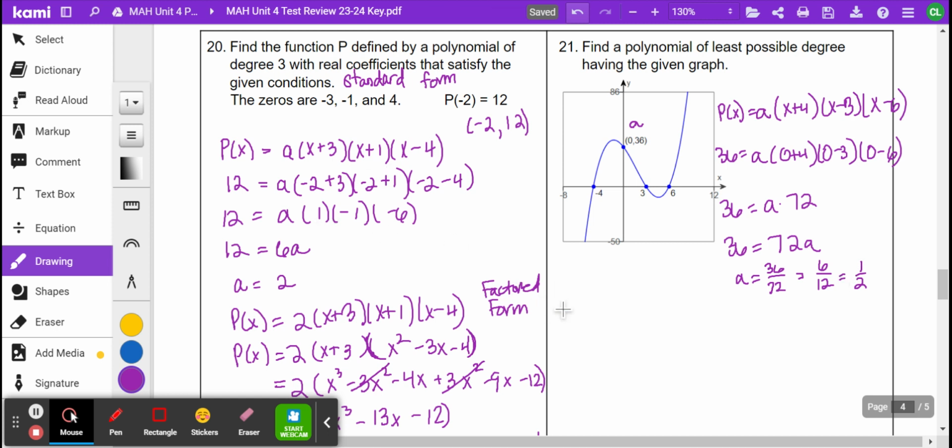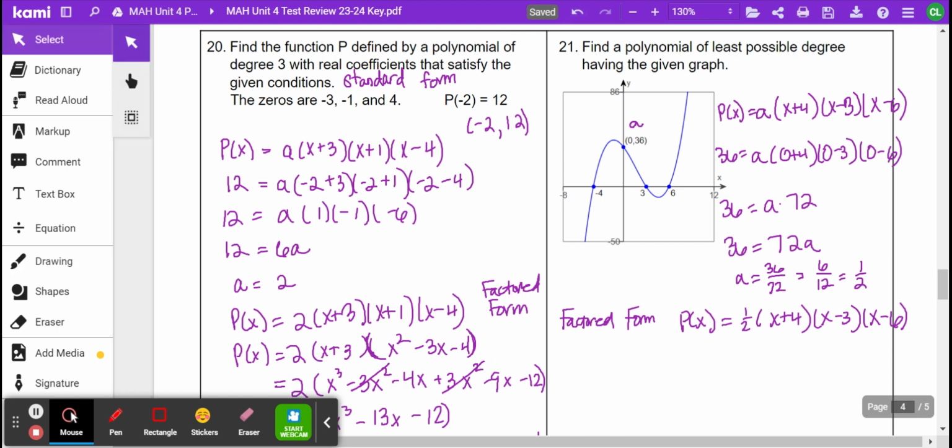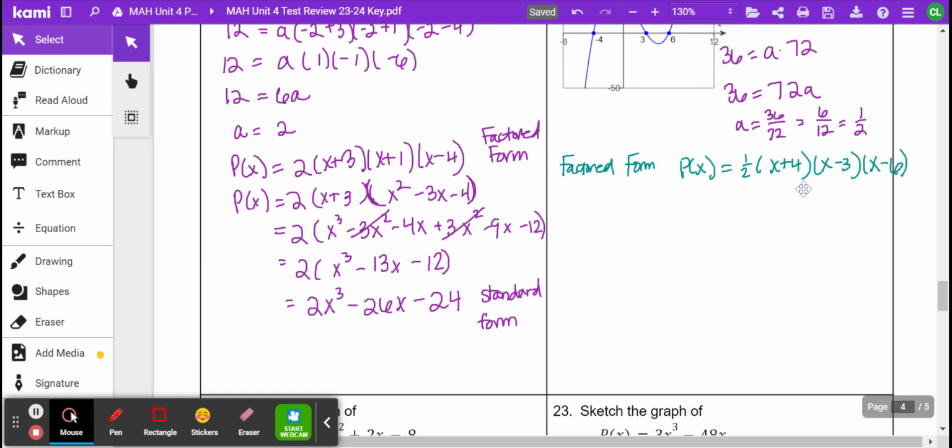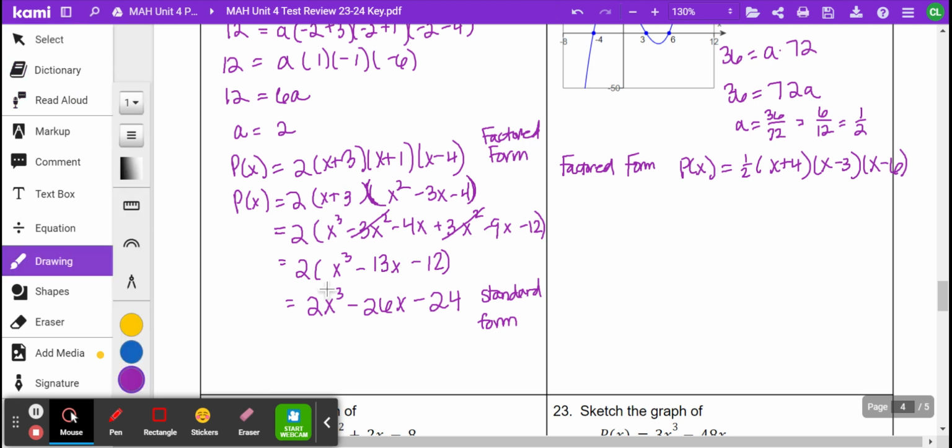One more time, factored form would be P of x equals 1/2, and then your factors. That's factored form. But to get standard form, what we're going to do is multiply two factors together. So I'm going to leave the first two factors alone, and I'm going to multiply x minus 3 times x minus 6. Go ahead and pause and try that.